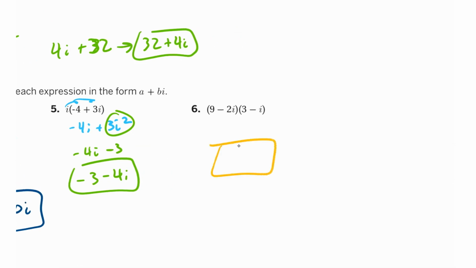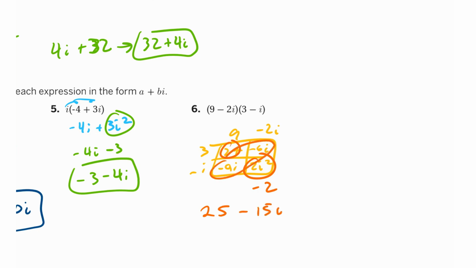And last one over here for number 6, we got 9 minus 2i, 3 minus i, 27, negative 6i, negative 9i, and positive 2i squared, where this ends up becoming a negative 2 because of the i squared. When I combine it with the 27, I get 25. And then I combine these two, and I get negative 15i. So my final expression, 25 minus 15i.